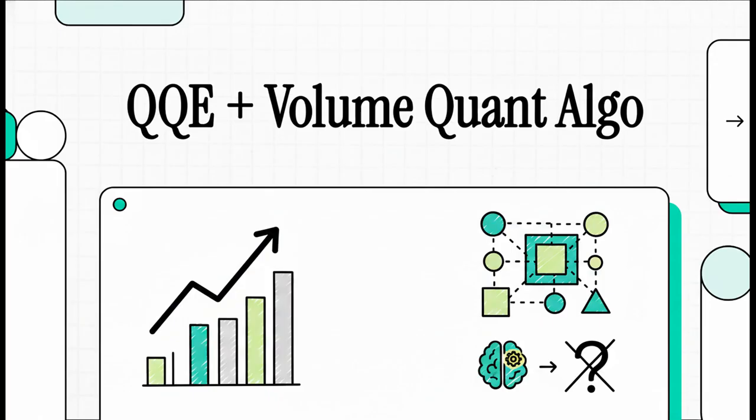Welcome to today's explainer. Today, we are decoding a highly structured, math-based approach called the QQE plus volume-weighted quant algo. Listen, this isn't about guessing, and it's definitely not about relying on gut feelings. It's a complete, combined strategy designed from the ground up specifically for high-probability trend trades.